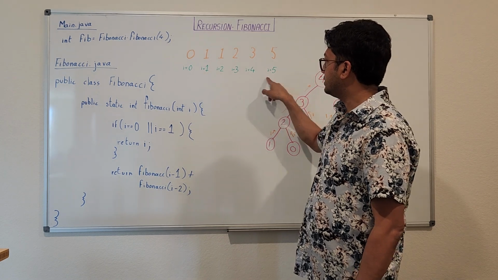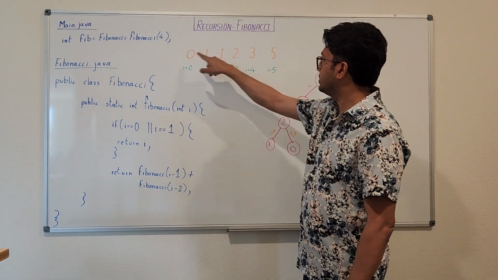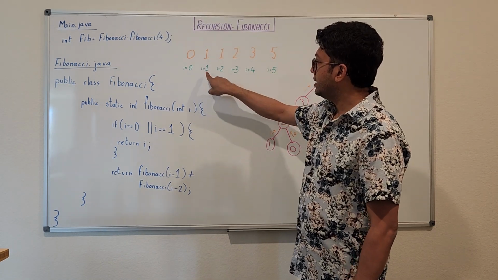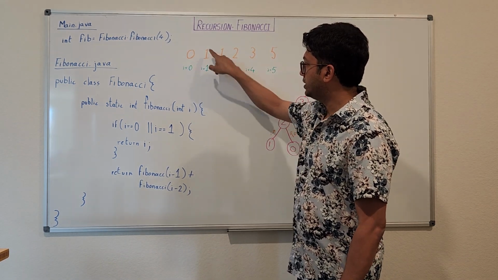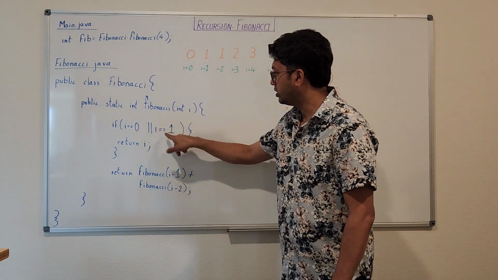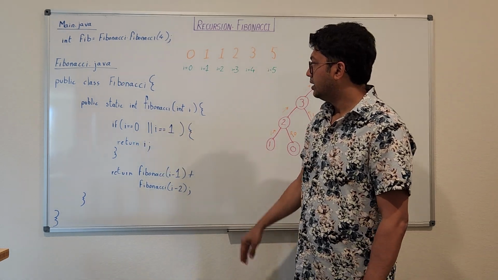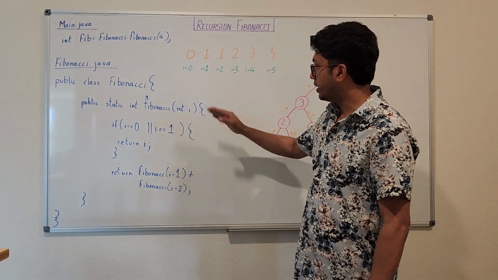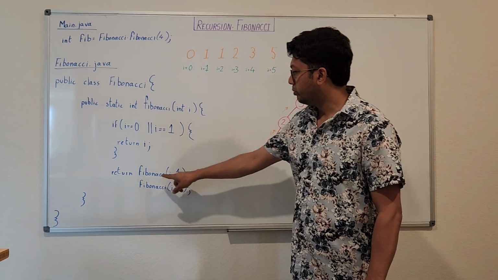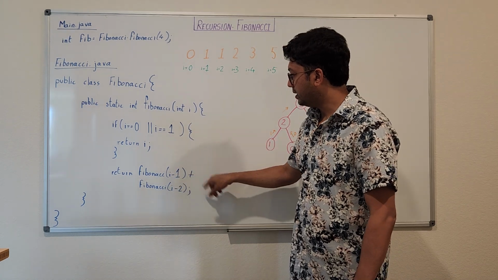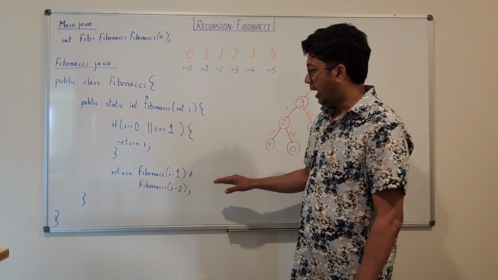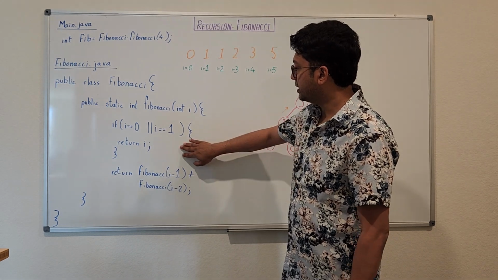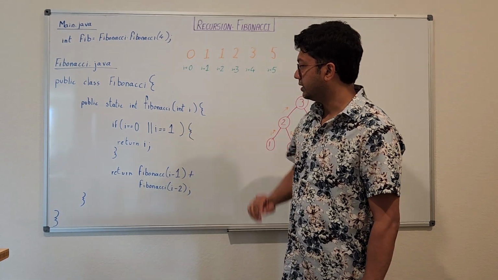In the green, I have the indexes. In the orange, I have the Fibonacci numbers. So for index 0 and index 1, for 0 it's 0, for 1 it's 1. That's why I said for 0 and 1, just return i, because it's the same as the index. After that, for any number further, you do Fibonacci of i minus 1 plus Fibonacci of i minus 2. And you keep doing this until you reach the base case, and at the base case you return this.